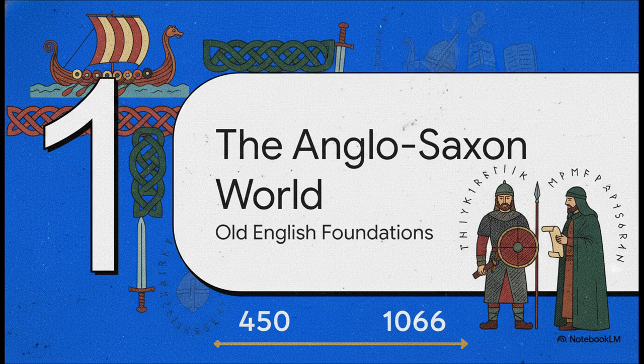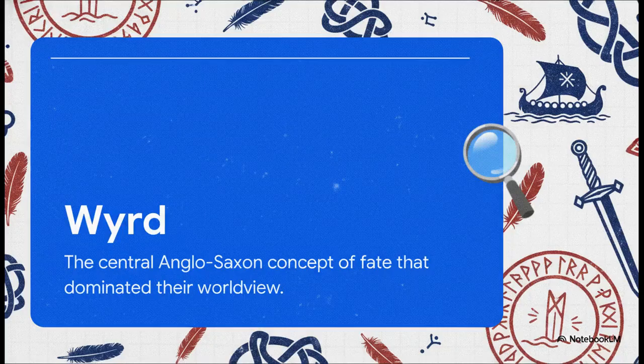Section 1. The Anglo-Saxon world. Foundations of Old English. Okay, the absolutely crucial concept you've got to wrap your head around right out of the gate is wyrd. That's W-Y-R-D. This was the deeply ingrained Anglo-Saxon concept of fate, and it completely dominated their worldview. You know, when Anglo-Saxons wrote about heroism and loyalty, they were really writing about how bravely a hero faces their wyrd. It's the absolute required lens for viewing every epic we're going to discuss today.